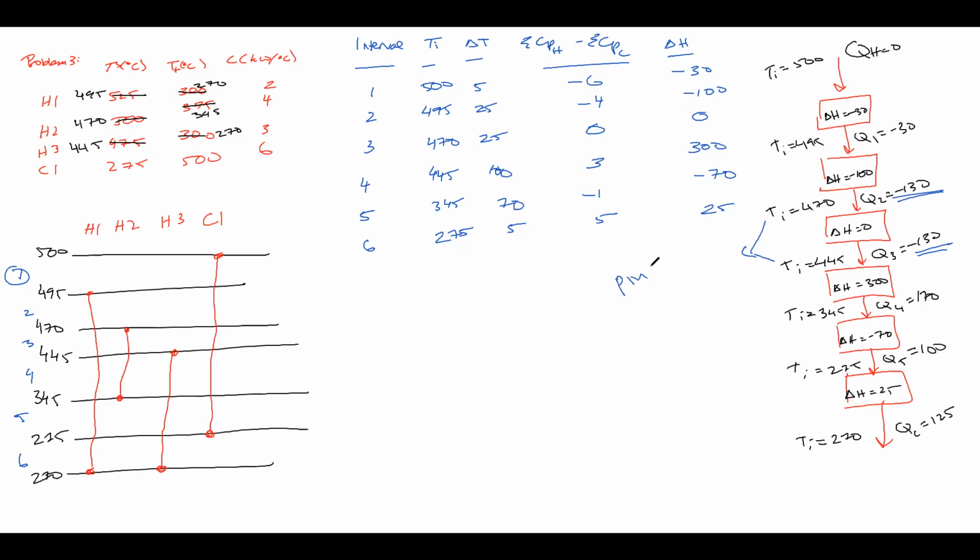Your pinch point will be the lower temperature. This is how you decide these cases, okay? So in this case, because I have minus 130 at 2 intervals, my pinch point will be 445 degrees Celsius. You always pick the lower temperature, okay? So now I'm going to add enough heat for this to be 0. So I'm going to add 130 basically.